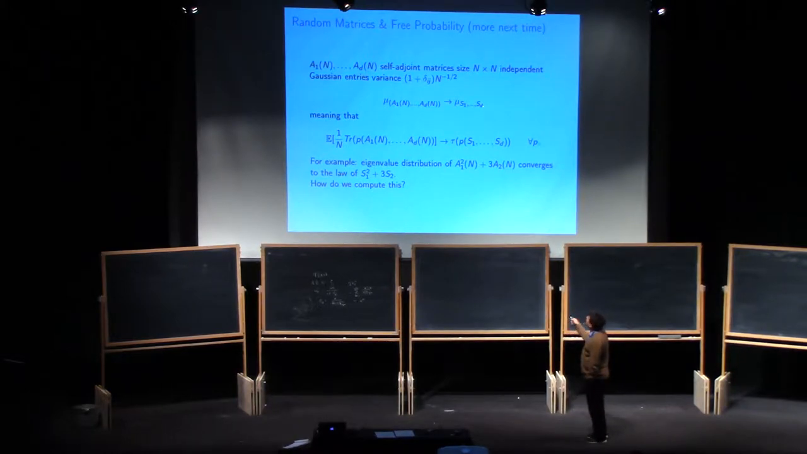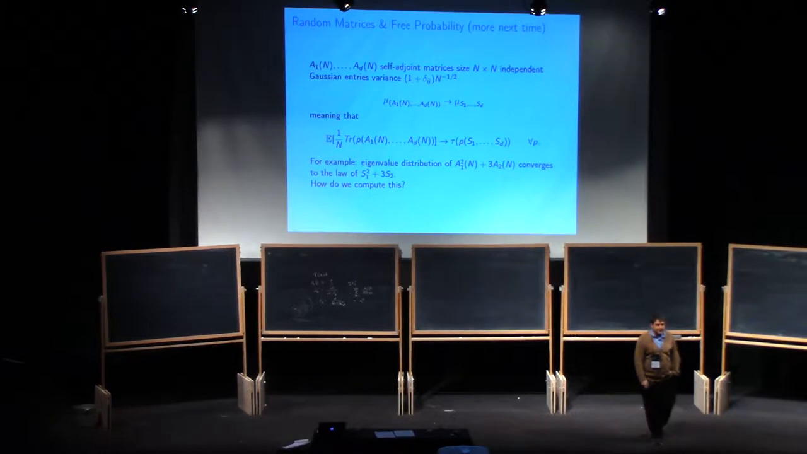Here S1, ..., Sd are semicircular variables which are free from each other. And what that simply means is that if you want to take the normalized trace of some test function evaluated in your matrices, that will converge to the trace of that same test function evaluated in a semicircular d-tuple. And here, as I said, what we did was to take polynomial functions, but you can go beyond them. You can take resolvents and things like this if you want to.